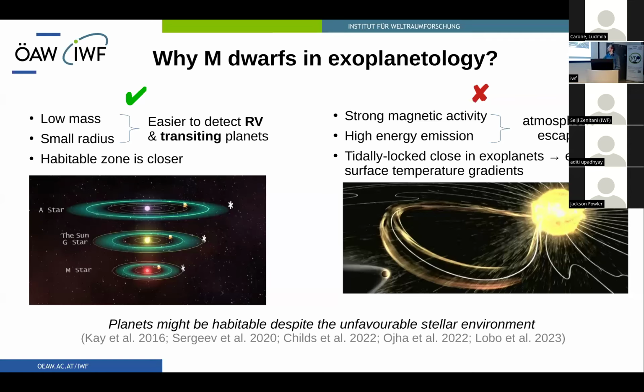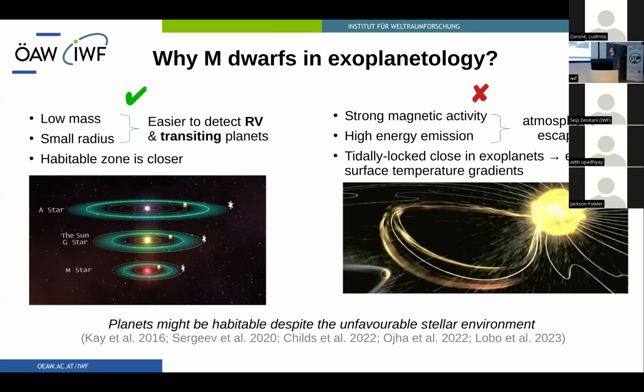And the techniques I mentioned before, the radial velocity and the transit method, are biased towards the detection of exoplanets that are quite close to the star. So this means essentially that when discovering planets around dwarfs, we are likely discovering planets that are within the habitable zone. There are also some cons, let's say, when one wants to target dwarfs with the goal of discovering exoplanets.